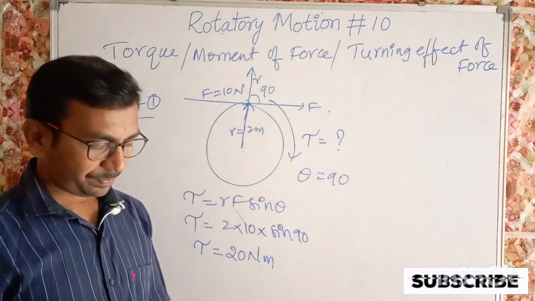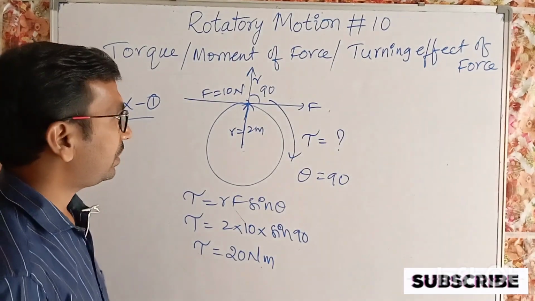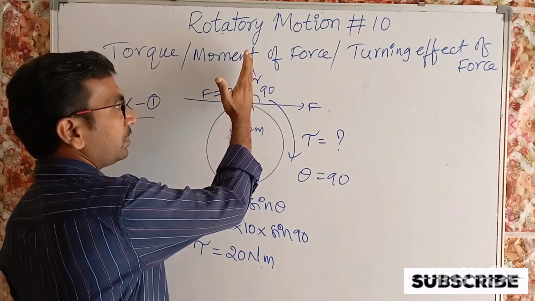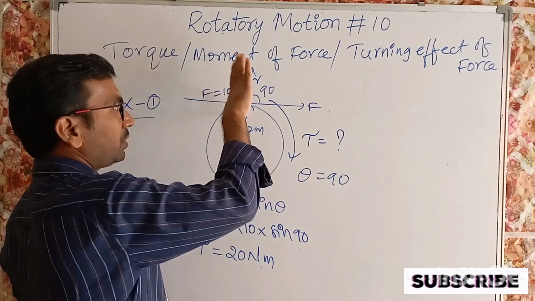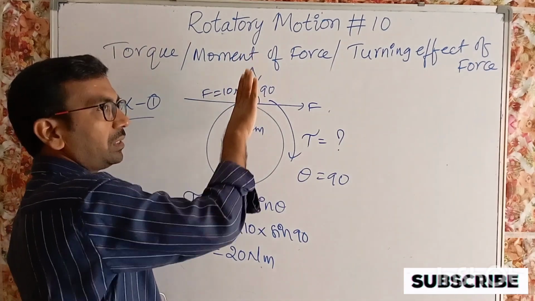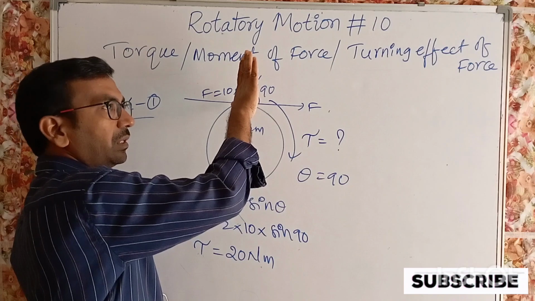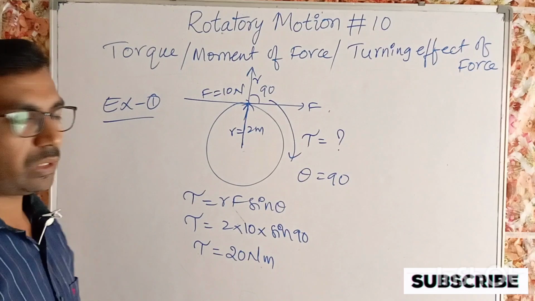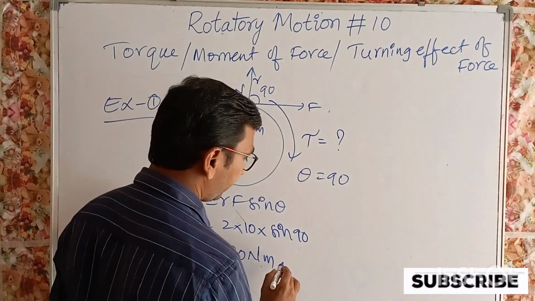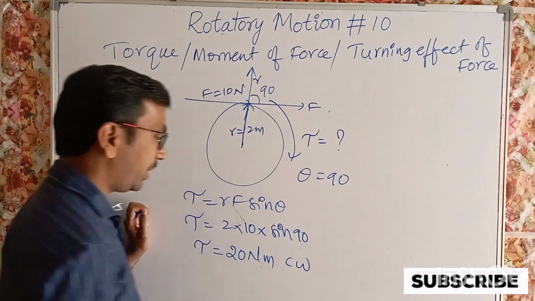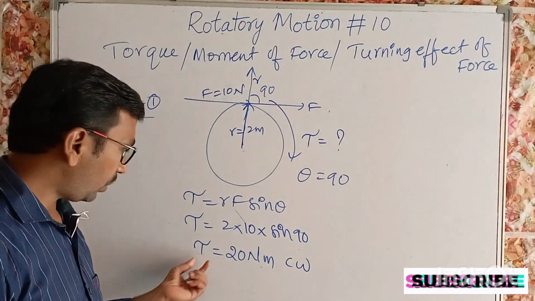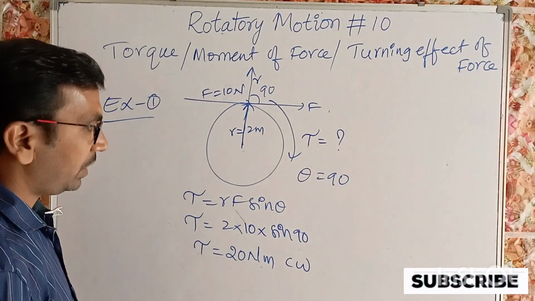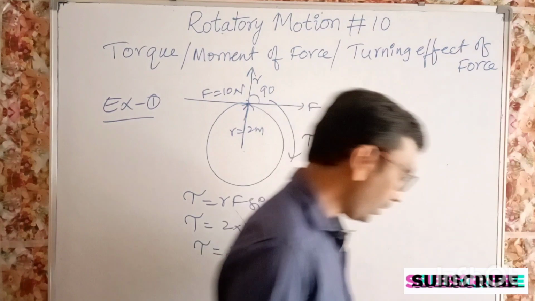So you can find out the direction. The direction is clockwise sense or anti-clockwise sense. Along the R you can place the finger and turn towards the force. This is the radius vector and you can turn the fingers towards the force. That means the thumb is into the plane, and thumb into the plane means clockwise sense. So 20 Newton meters clockwise. Direction is clockwise. Next problem we can discuss.